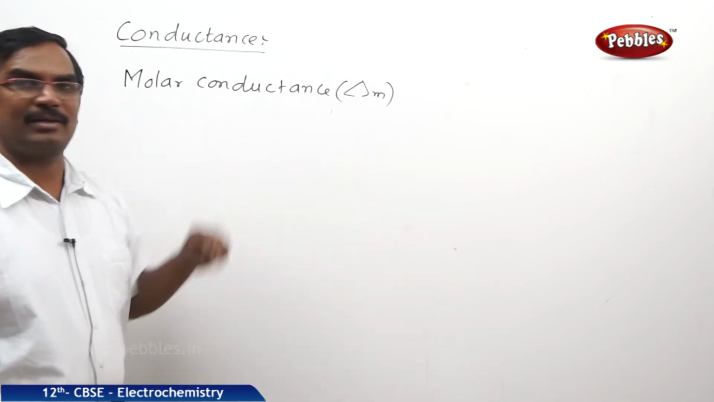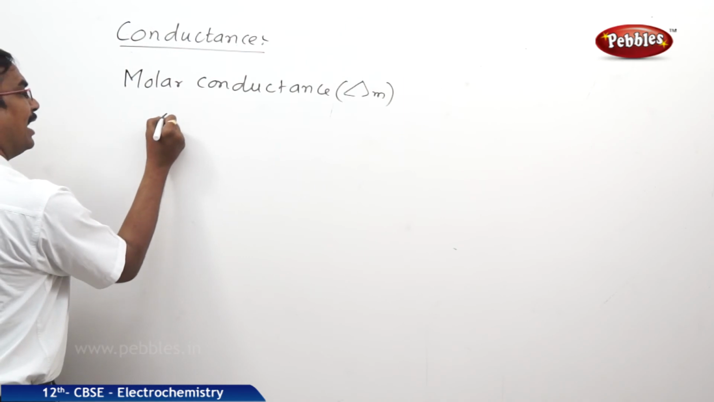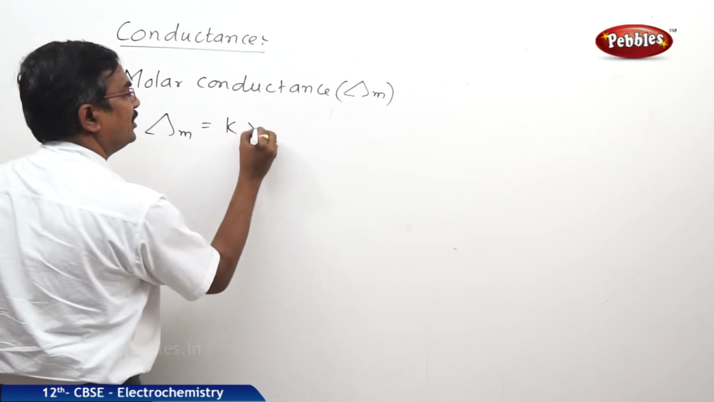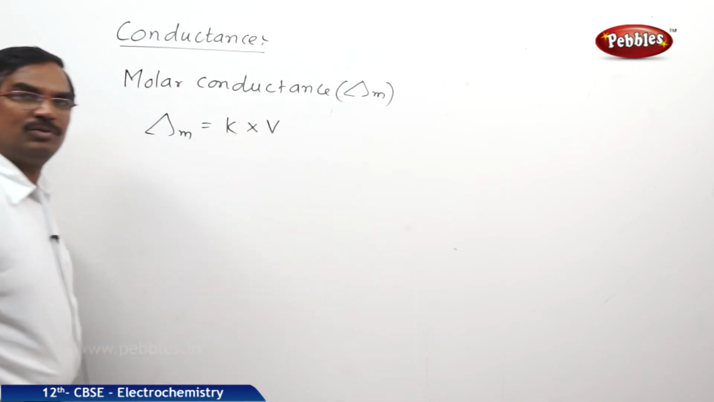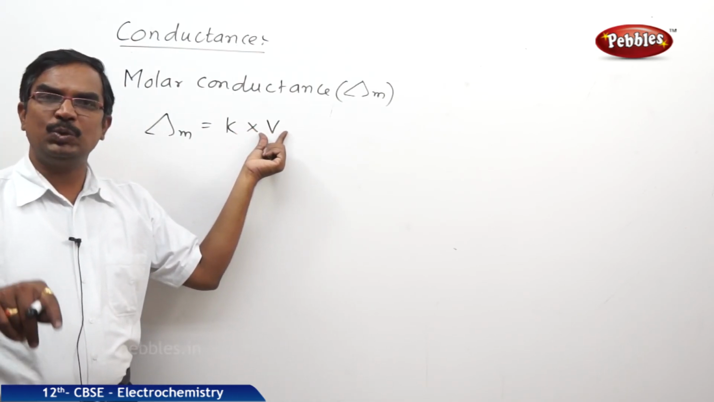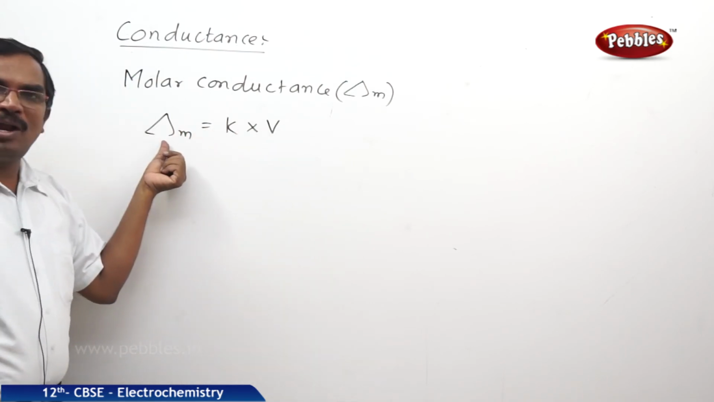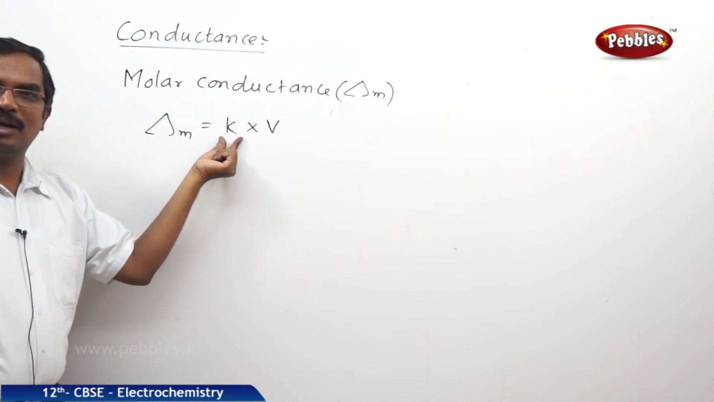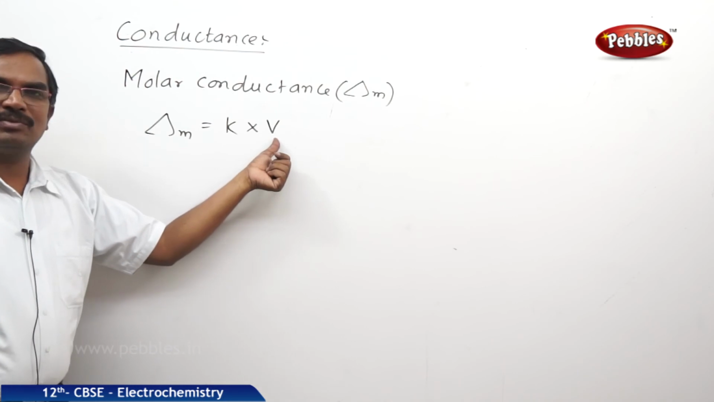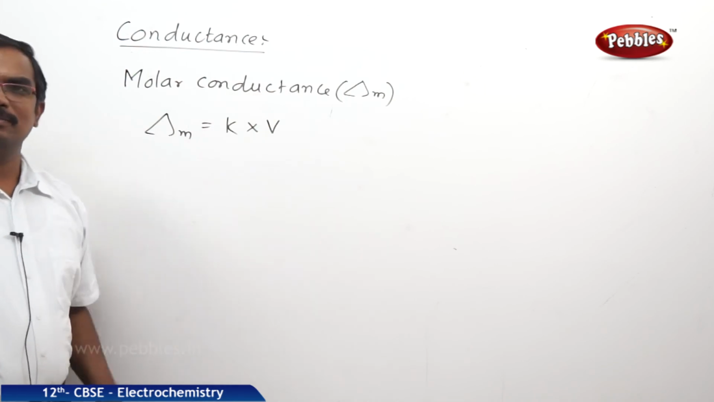So molar conductance is related to the conductivity as follows: molar conductance is equal to conductivity K into the volume of the solution. Of course, we can also call this V the dilution. This is how the molar conductance and conductivity are related. So this is equal to conductivity into volume of solution, or the dilution. Here we are defining the molar conductance.